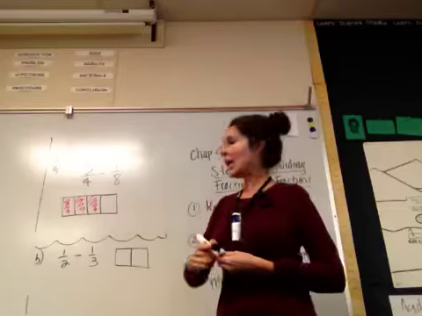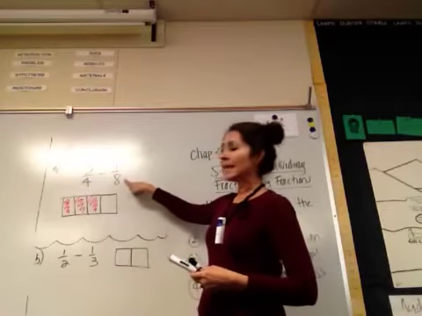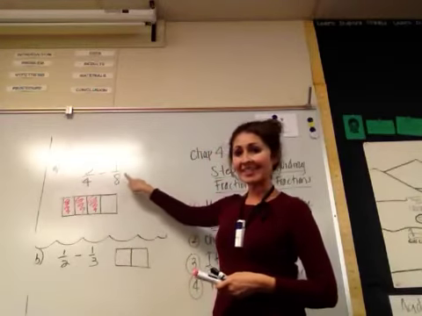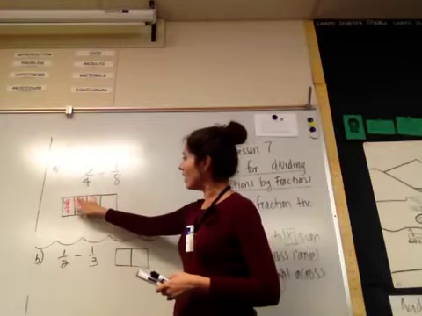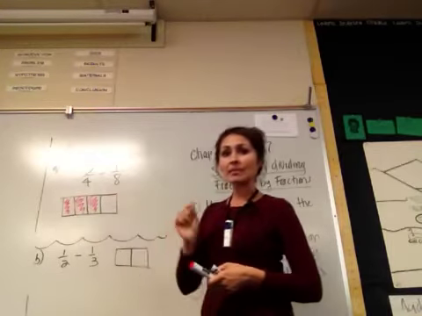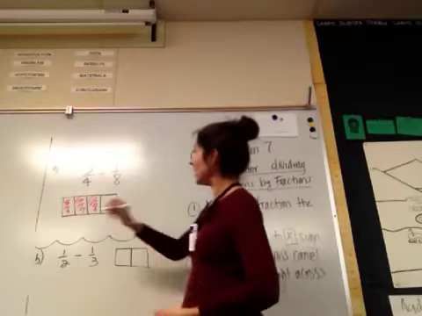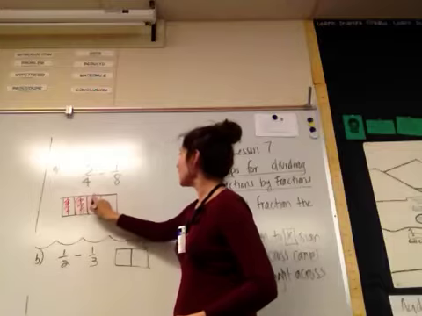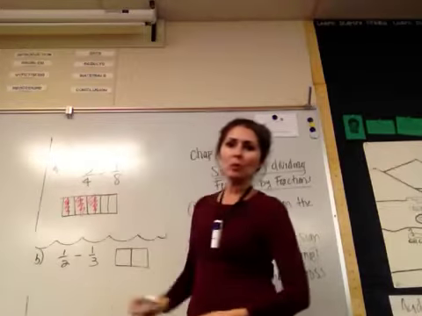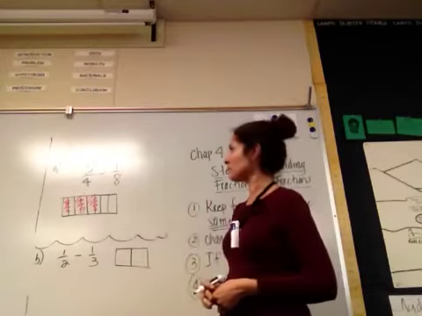Then I'm going to divide it into 8s. Look at the denominator here. It says 8. So I know that if I cut each one in half, I will end up with 8 pieces. So I'm going to cut each of these in half, and I will get a total of 8 equal pieces. I'm trying to make it as equal as possible.